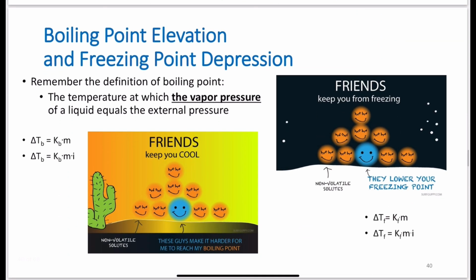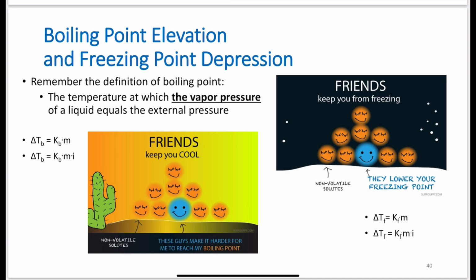So boiling point elevation and freezing point depression are the other two colligative properties we have. And to do these, you need to remember the definition of boiling point: the temperature at which the vapor pressure of a liquid equals the external pressure. The cartoons here are just to help guide you when you're trying to do the math on it. Friends keep you cool and friends keep you from freezing.